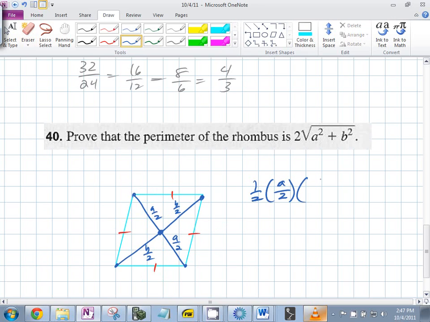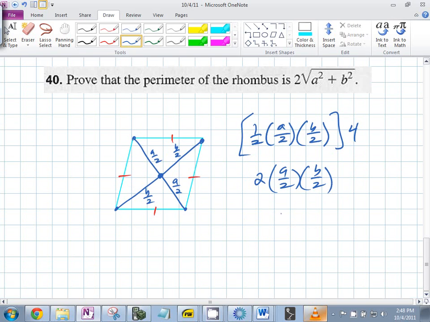Right. Yes. They are, because they bisect. Okay, hold on. They bisect, right? So that's the area of one of them, but how many are there? 4 of them. So what do we end up with? 2 times A over 2 times B over 2. So what's that equal? AB over 2, but that's the area, right?